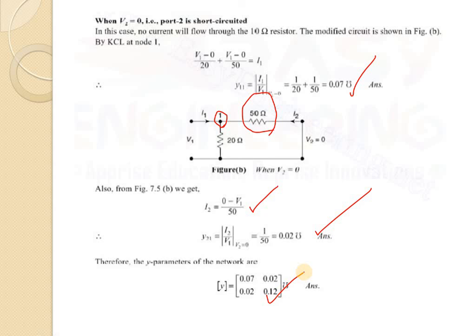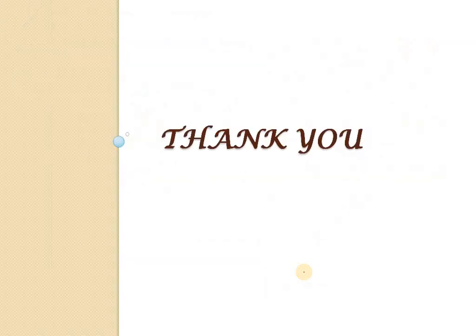Y11 equals to 0.07, Y12 equals to 0.02, Y21 is 0.02 and Y22 is 0.12. These parameters we have calculated. Okay, in that way you can calculate the parameters of two-port networks.